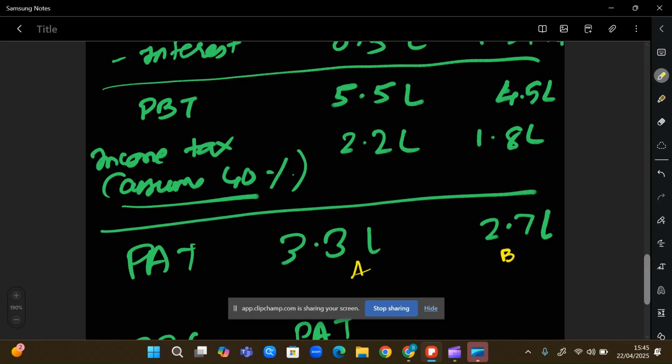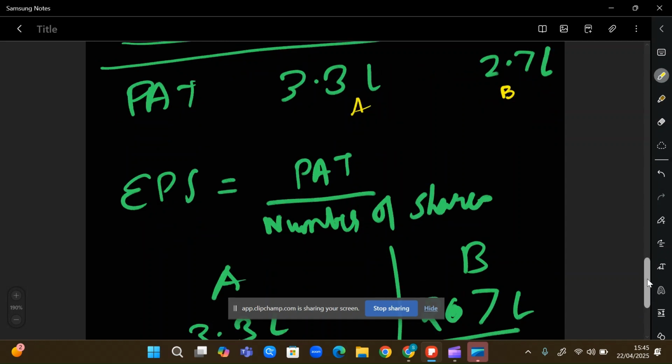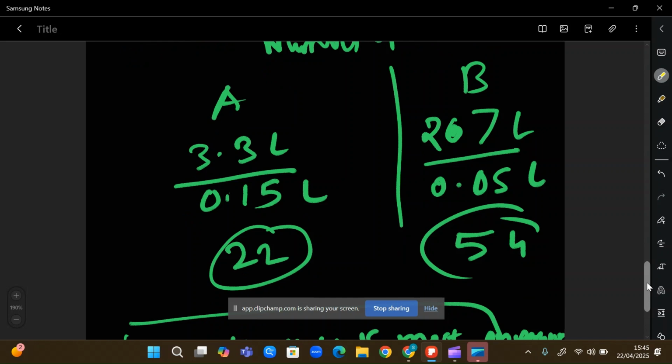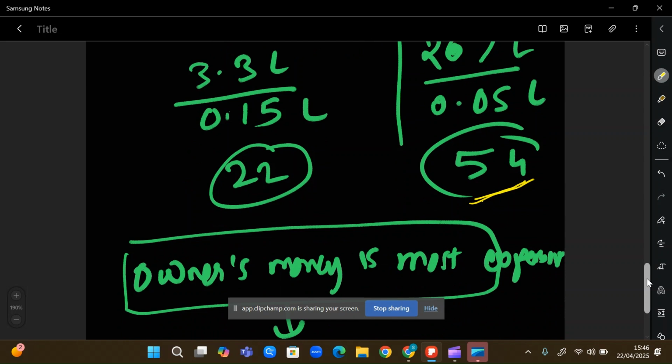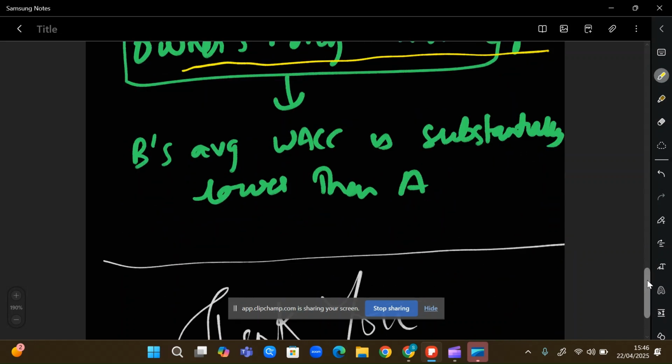We should not jump to a conclusion now because we have to calculate the EPS, that is profit after tax divided by number of shares. When we do so, we find that for B, EPS is more. EPS for B is 54, while that for A is 22. Why is it happening? Because as we know from the calculation of WACC, owner's money is the most expensive. So that is the underlying concept here also. Owner's money is most expensive. B's average WACC is substantially lower than A's. That is the other reason.